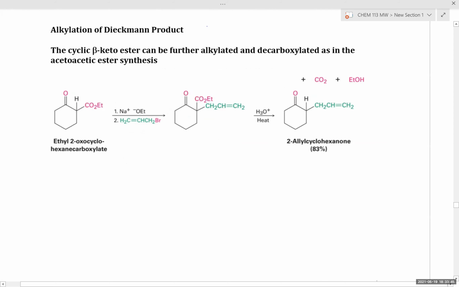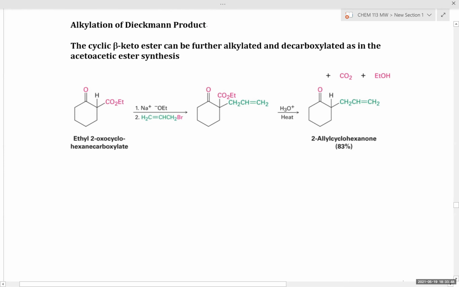And let's talk about what we can do with these beta ketoester products. Just like any other beta ketoester, we can now link the Claisen condensation to the alkylation and decarboxylation reactions we learned last chapter. This cyclic beta ketoester can be further alkylated and decarboxylated to yield highly substituted products. So this really shows how we can string reactions together to make very complex products. Does this idea make sense to everyone?